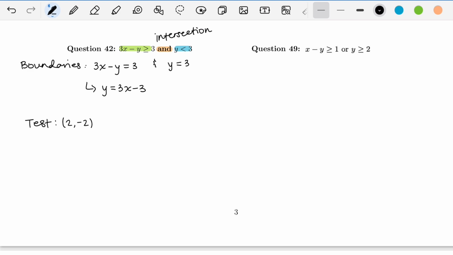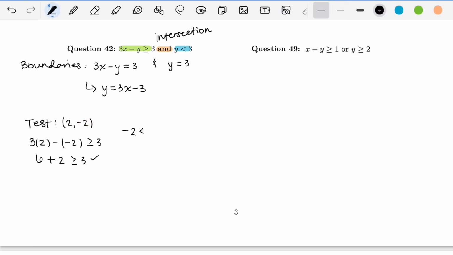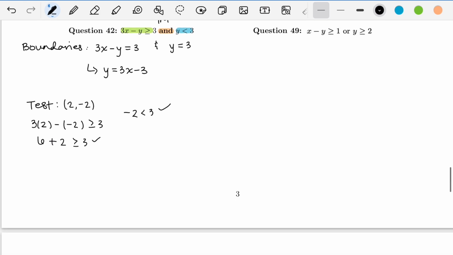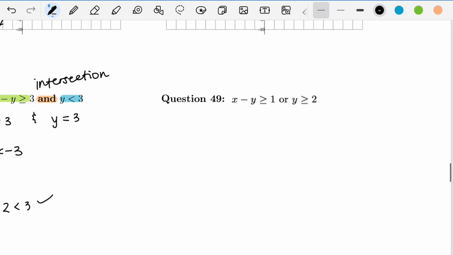So we're going to plug this into both of our inequalities. We're going to have 3 times 2 minus a -2 needs to be greater than or equal to 3. This will be 6 plus 2 here, which is definitely greater than or equal to 3, but it also needs to satisfy our second inequality, y is less than 3. And we can easily see that it does. Our y value is -2, and we know that -2 is less than 3. So that satisfies it. All right, let's do this next problem here.